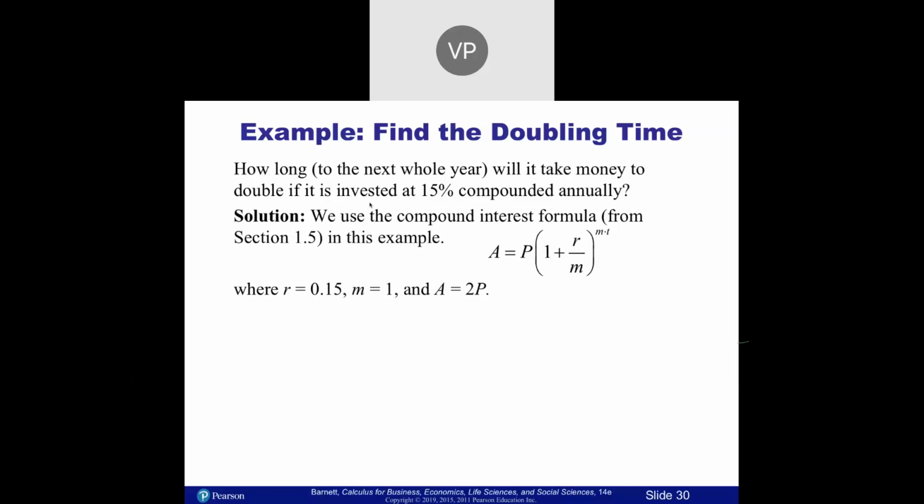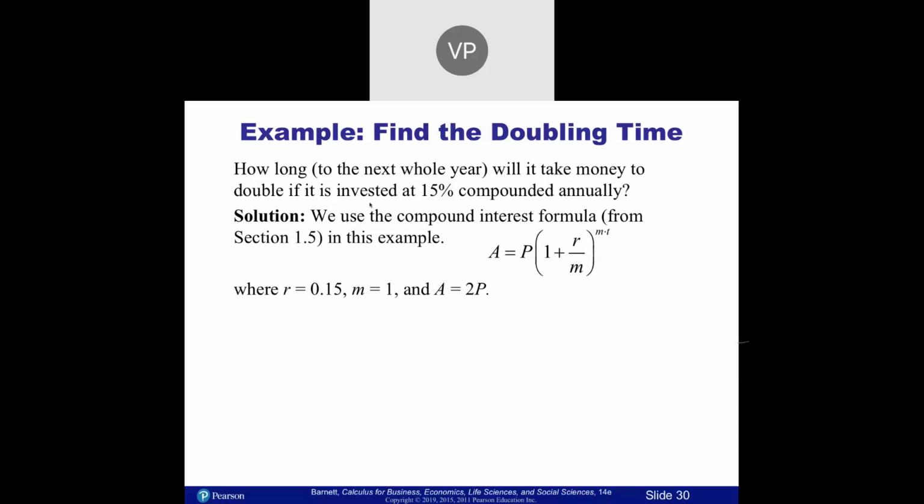I would even suggest starting a separate sheet of paper where you have all of your properties, like the 8 properties we had today, along with some of these formulas, just to have as quick reference so you don't have to go digging through a book when you're taking a quiz or the final. So in this case, use the compound interest formula. They give you that right there. They tell you the rate, they tell you the m, they tell you the A.